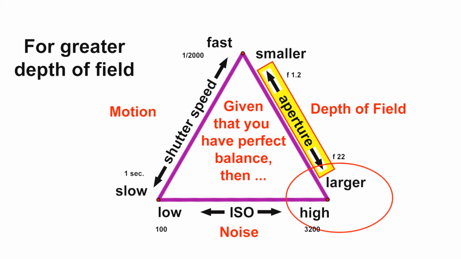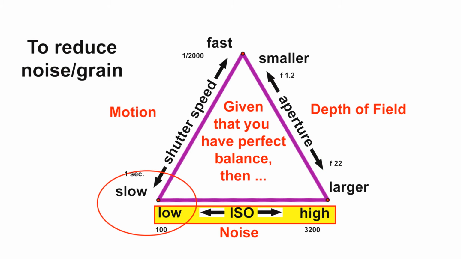If you want a greater depth of field than what your auto setting is giving you, you need to move your aperture down on the right side of this triangle. To maintain exposure balance, you will need to move your shutter speed down on the left side or increase your ISO as shown at the bottom.